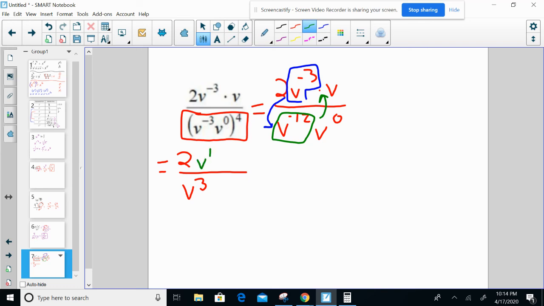So v to the 12th, that v stays on top, this v right here. And then v to the 0 is 1. So I'm not even going to write it because v to the third times 1 is still v to the third. Let's combine where we can.